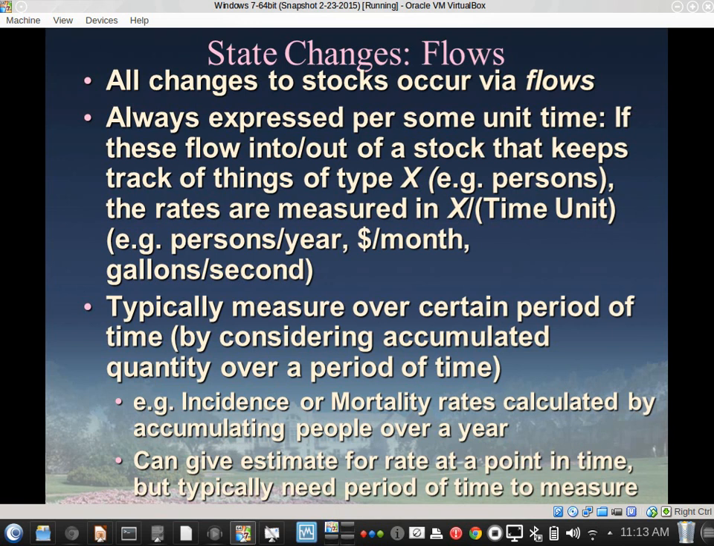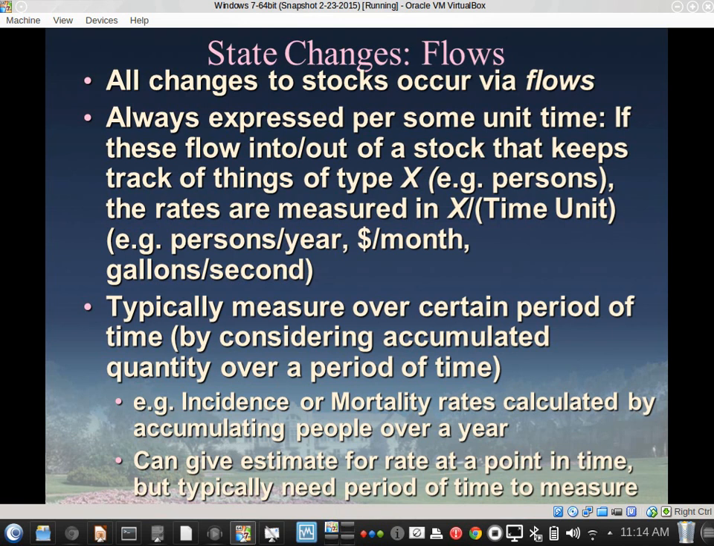Flows are sort of where the change occurs in the system, and these are always measured as change per unit time. So, for example, in a literal flow, in terms of your bathtub, it's gallons per minute, say, right? We're here in the States, so it's not liters per minute. And as a result, we measure them typically over a certain period of time.